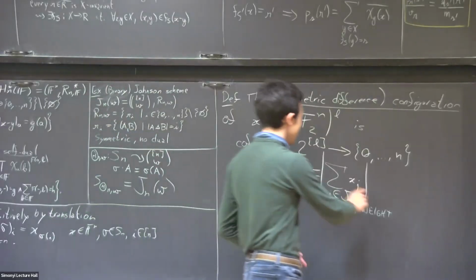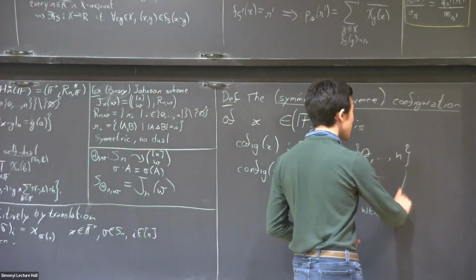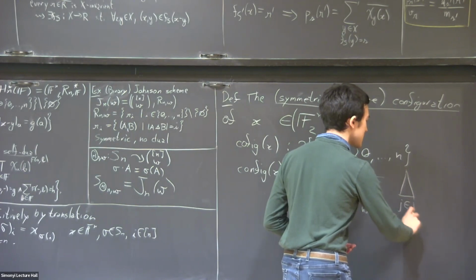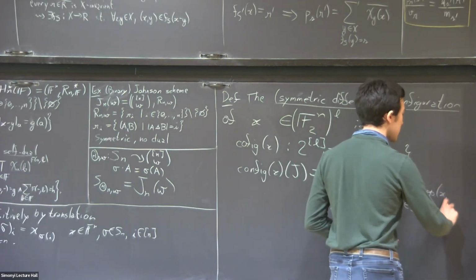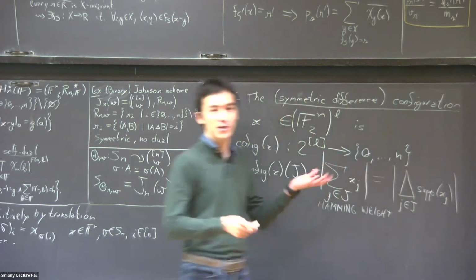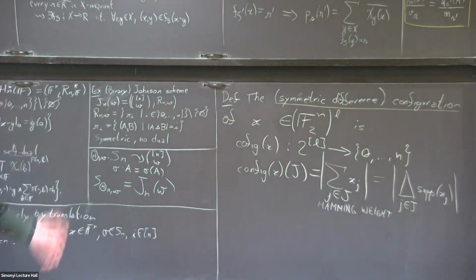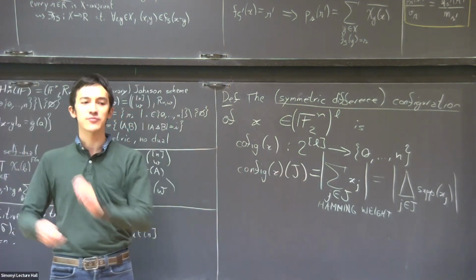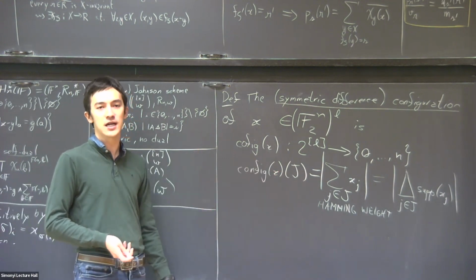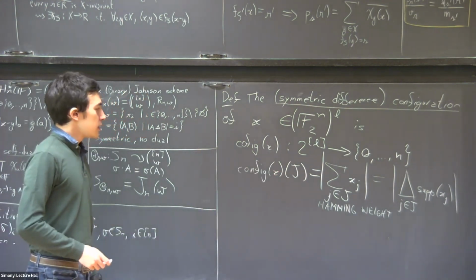The reason it's called symmetric difference configuration is that the other way you can see this is as the symmetric difference of the supports of the code words. If you think of code words as just sets, you're taking the symmetric difference of specific code words. If j is 135, it's the first set, the third set, and the fifth set. Then you take their symmetric difference and compute its size.